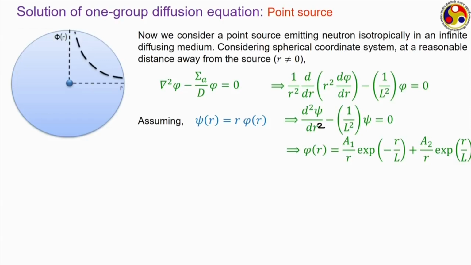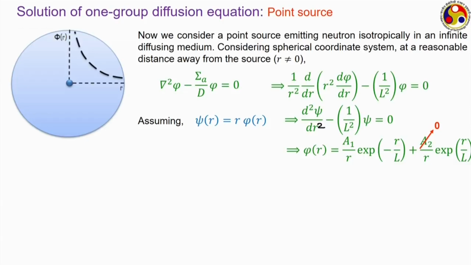Now, what should be the corresponding boundary condition that we must use here? Again, as we are moving away from the source, we see that the flux φ is a summation of two exponential terms, one decaying with r and the other growing with r, but as we are moving away from the source, the neutron flux should decay, and hence this A2 should go to 0, leaving only this negative exponential term. So, we have to identify only a single coefficient, that is A1 here. How can we identify that?